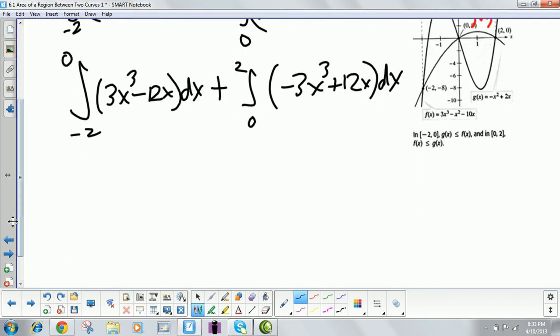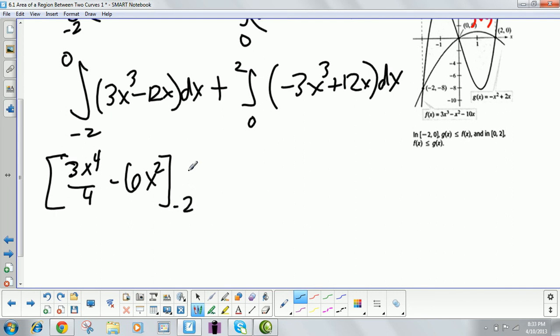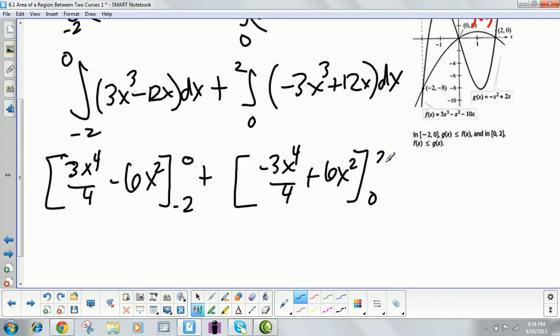Alright? So now once you get here, it's straightforward integration, so we're going to go ahead and integrate. This first one, you'd have 3x to the fourth over 4 minus 12x squared over 2, which simplifies to just 6x squared, and that goes from negative 2 to 0. Over here, again, you'd have negative 3x to the fourth over 4, and then plus 6x squared, and that goes from 0 to 2.